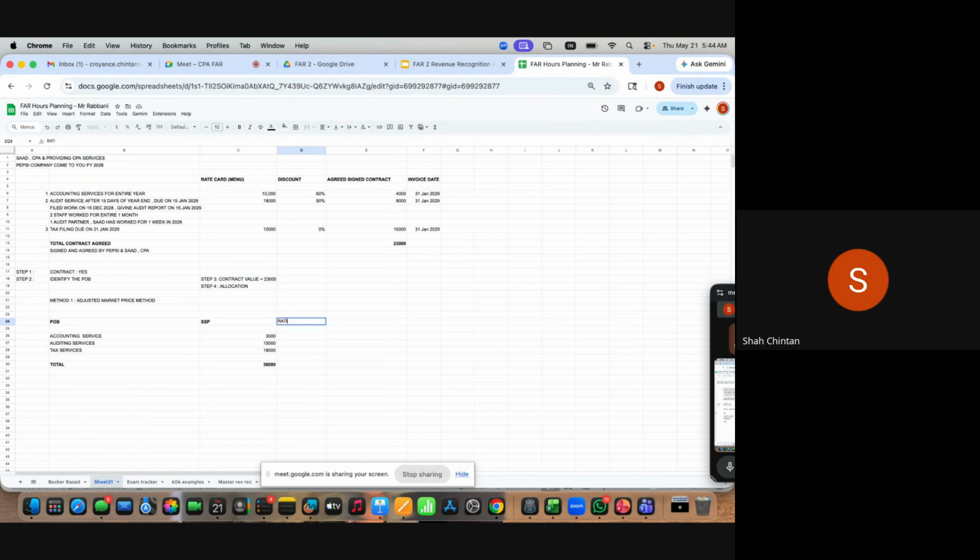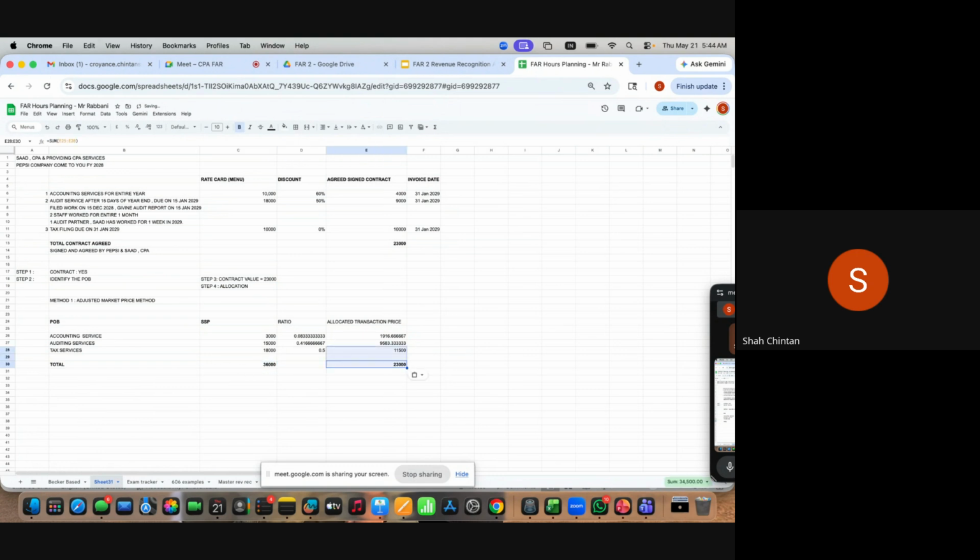Step number two, you have to identify the ratio. So what is the ratio? 3,000 by 36, 15 by 36, and 18 by 36. The third step is allocating the transaction price. Our contract value is $23,000, which we are going to bill and collect.